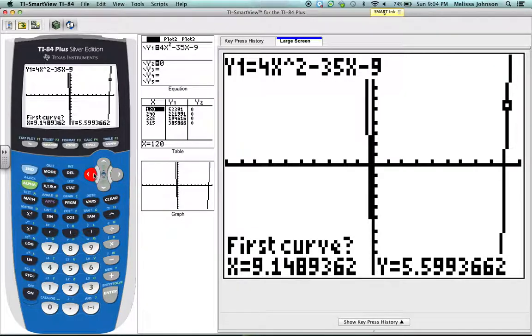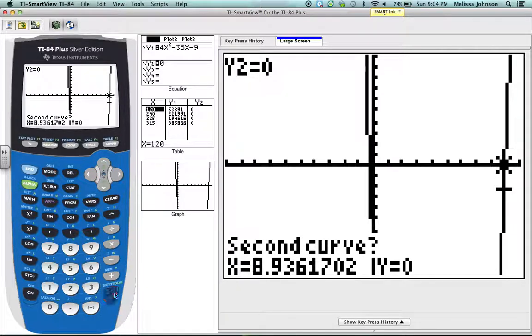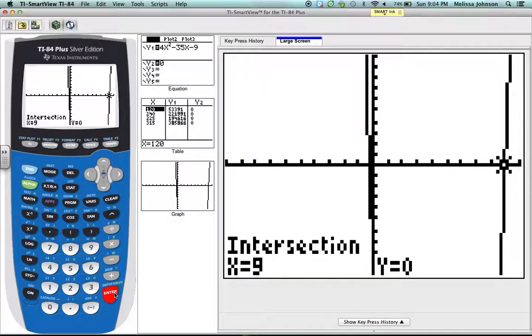Now either way, either of these spots is close. As long as you're close to that one and not the other, when you hit enter 3 times, it will give you the solution. So let's do it. 1, 2, 3. And it gives you an intersection of 9, 0, which means 9 is your other solution.